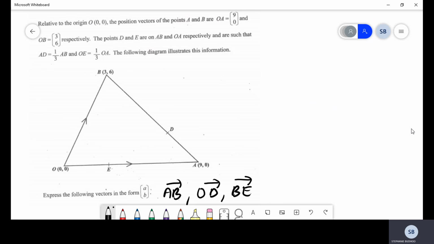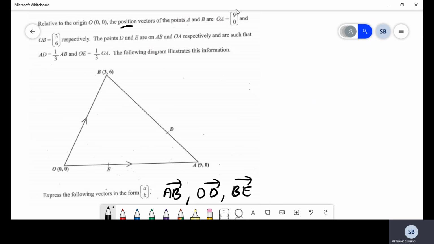They say relative to the origin, the position vectors of the points A and B are given as follows. OA is (9, 0) and OB is (3, 6) respectively. Remember that position vectors always begin with the letter O. Then they go on to say the points D and E belong to the vectors AB and OA.